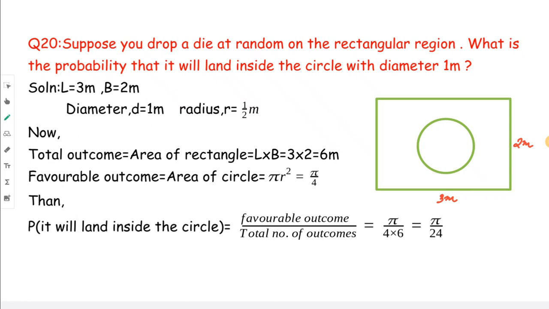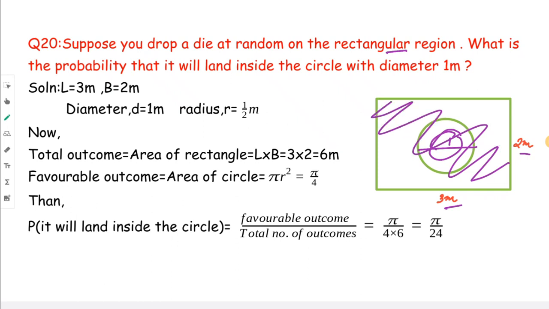Question number 20. So, alright. Suppose you drop a die, right, at random on the rectangular region. What is the probability that it will land inside the circle of diameter 1? The diameter has been given to us as 1, okay? So how do you do this? They've already given us the dimensions, length is 3 and breadth is 2 meters, okay? That means my total outcome will be the area of this rectangle, length into breadth. You can see here written, total outcome will be area of rectangle, length into breadth, which is going to be 6 meter squared.